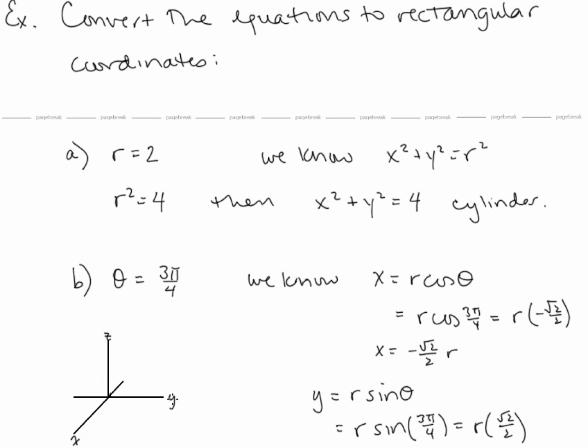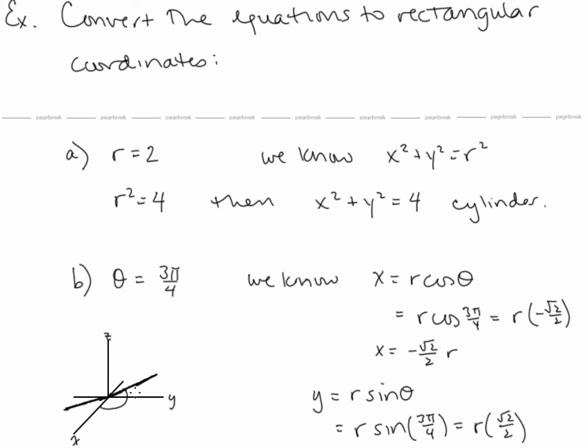Here's our x-axis and our y-axis. Theta being 3 pi over 4 tells us we have an angle 3 pi over 4 from the positive x-axis, so that tells us in two-dimensional space we're talking about this line of points. It would be all the points in the two-dimensional plane. r could be anything, but theta is 3 pi over 4.